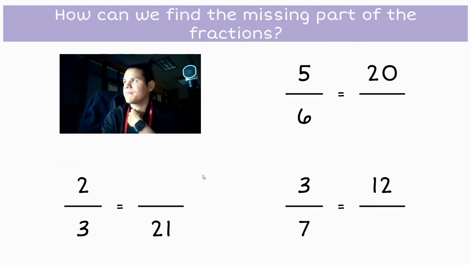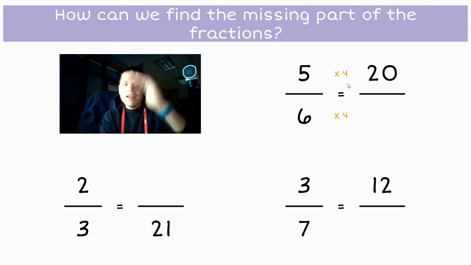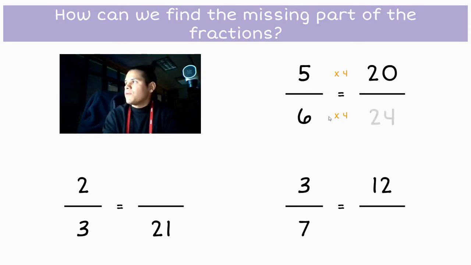So how can we find the missing part of a fraction? Let's say you're given the part at the numerator of 20. What number times 5 will equal 20? I know multiplying by 4 will give me 20, and anything I do to the numerator, I must do to the denominator. So 6 times 4 is 24.